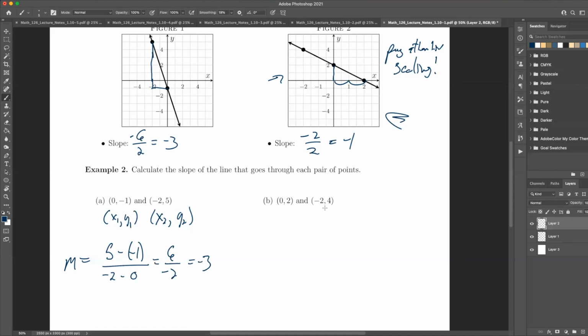Here, we'll use the same thing as before. I won't label it this time. So 4 minus 2 all over negative 2 minus 0. So this is 2 over negative 2. So this equals negative 1.